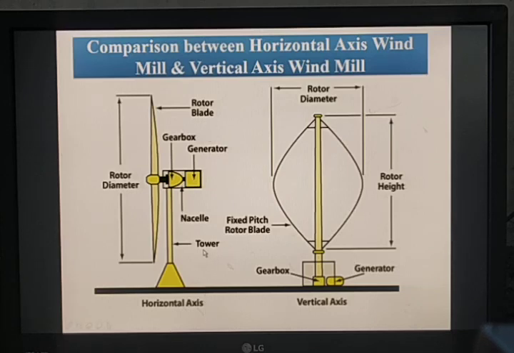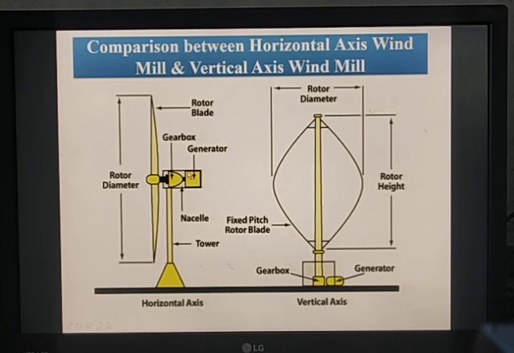In horizontal axis windmill, noise is 50 to 60 decibels. In vertical axis windmill, noise is up to 10 decibels. In horizontal axis windmill, failure rate is maximum. In vertical axis windmill, failure rate is minimum. In horizontal axis windmill, the maintenance is complicated. In vertical axis windmill, the maintenance is convenient because here the structure is tall, short.